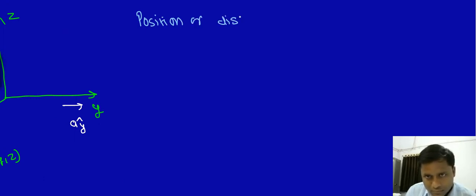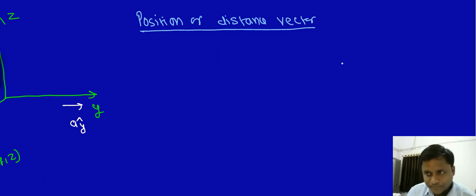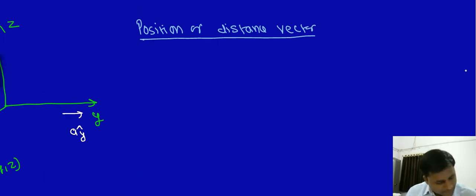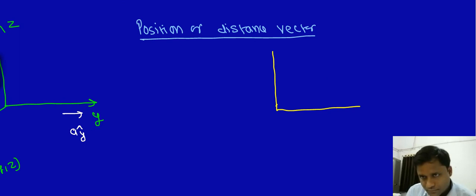Position or distance vector. Okay, it can be represented like this. Let us consider a point which is in the cube. We have already drawn it. Let's redraw it for the sake of explanation. You can see like this.